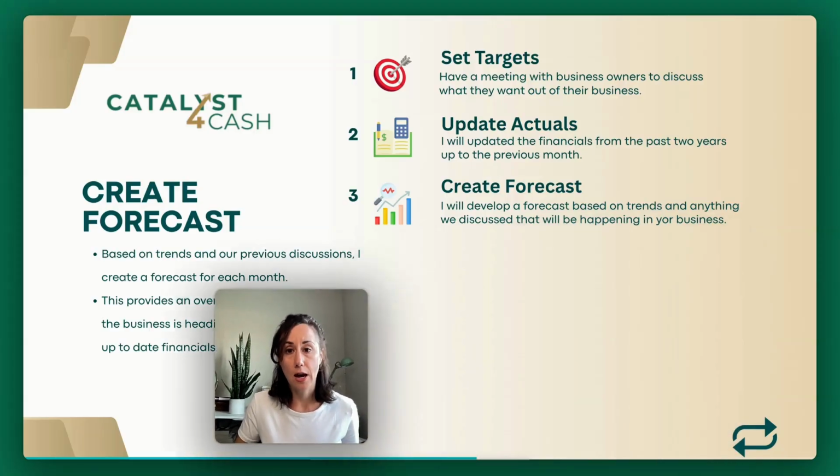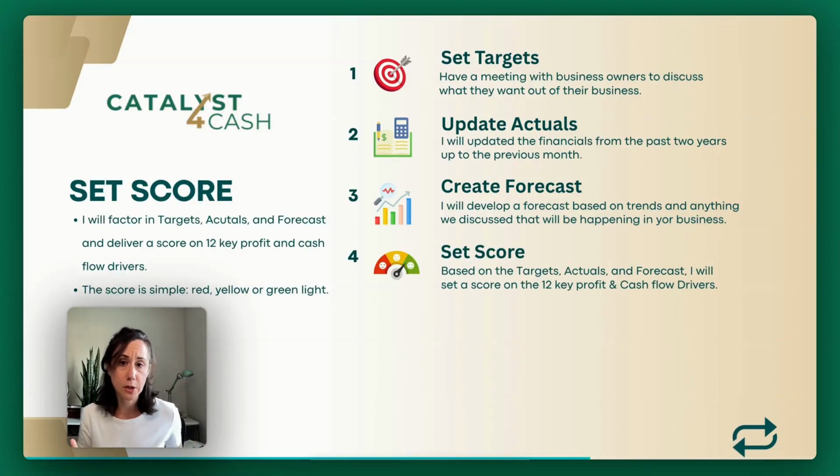And then after the forecast, what I'm going to do is I'm going to take these three factors, which is your targets, your actuals, and your forecast. So your targets are your goals, your actuals is reality, what really just happened, and then your forecast is kind of what is trending. And this is again going back to those 12 key profit and cash flow drivers. And I set a score and I make the score really simple. It's either a red light, a yellow light, or a green light. And I evaluate each of those 12 factors. And some are going to be green, some are going to be yellow, and some are going to be red.